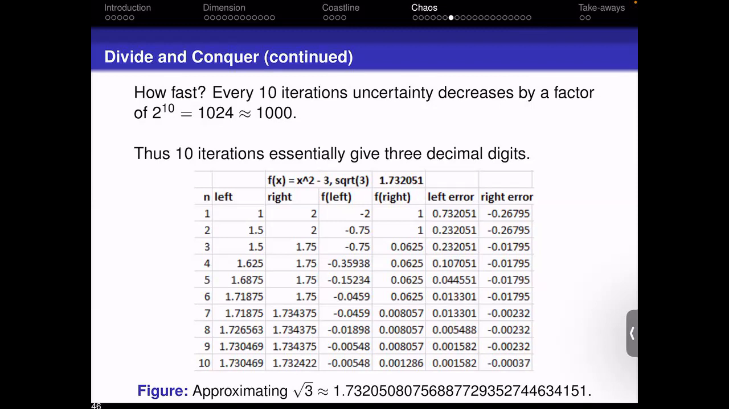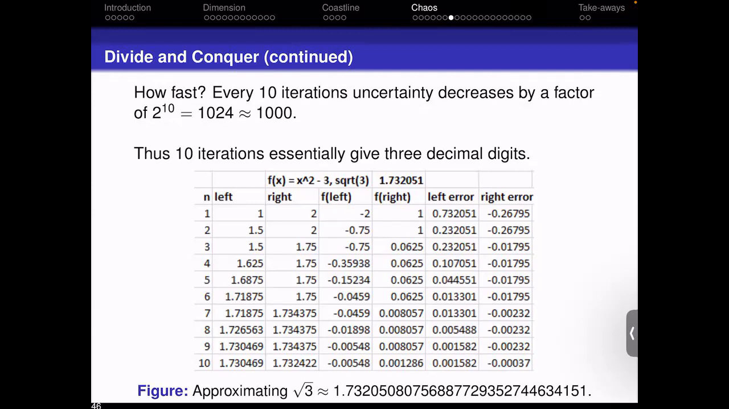And I get that the root is somewhere between 1.73 and 1.732. Unfortunately, it's cutting off the bottom of the screen here, although it does have it in the slides. I will write down on the blackboard. It is approximately 1.7320508, and I think it's 0756.